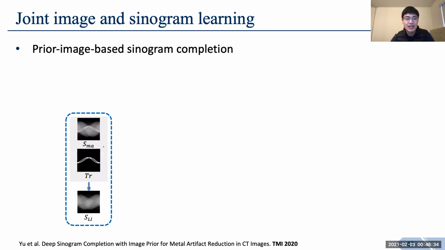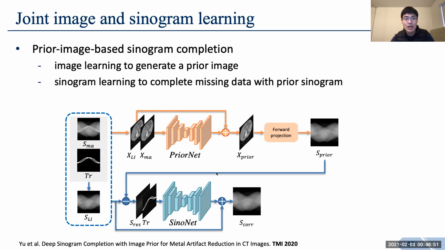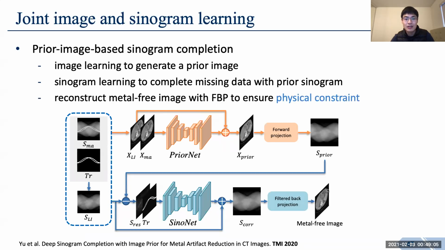Specifically, given the original sinogram data, we first use an image domain network to generate a prior image with fewer artifacts, and then we follow the projection to get a prior sinogram. And with the guidance of the prior sinogram, we use another sinogram domain network to restore the missing data so that we can get a corrected sinogram. And the final image is FBP reconstructed from the corrected sinogram. And the whole framework is end-to-end training.